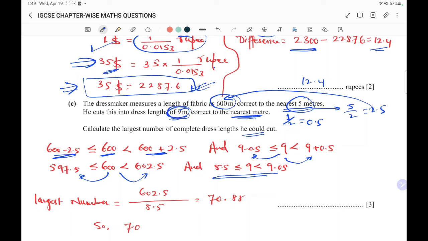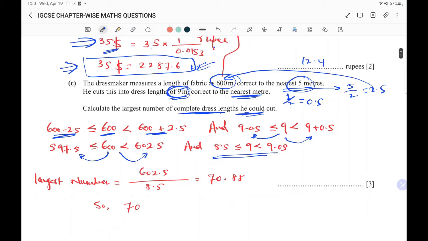And this is a length of one piece. So calculate the largest number of complete dress lengths he could cut. So for the largest number, we can take the upper bound of 600, which is here, and then take the lower bound of 9, which is 8.5 here, and then just divide.